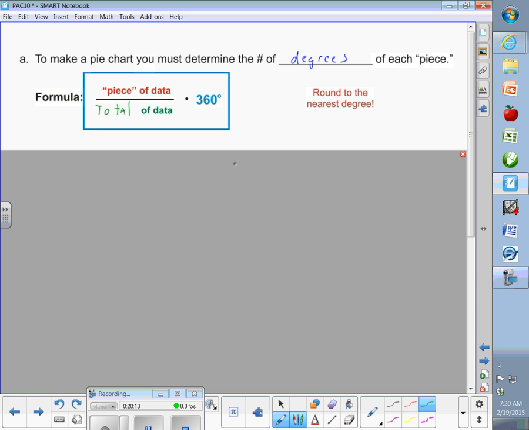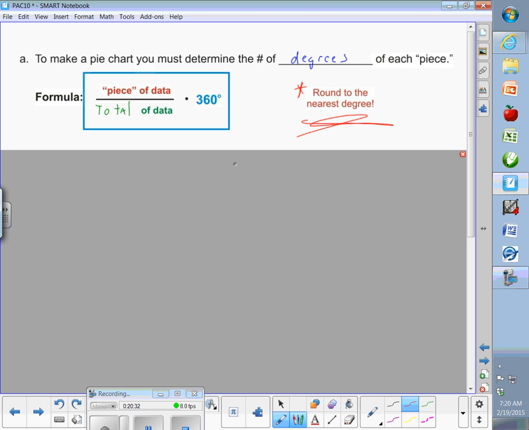This is going to tell you how many degrees to make the slice of your pie. Oh, by the way, we're going to need a protractor. All right, so hopefully I have reminded you in class today to have a protractor, and you're going to need a protractor to do this. And then notice here, round to the nearest degree.